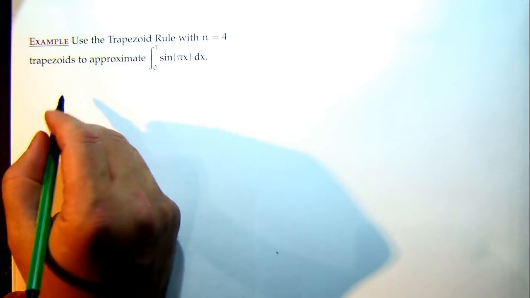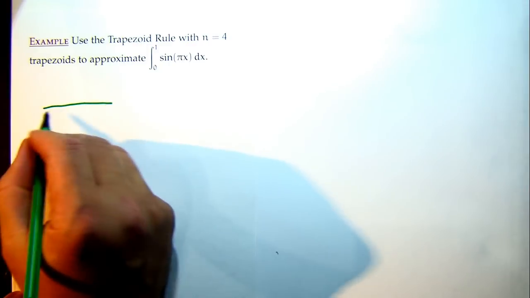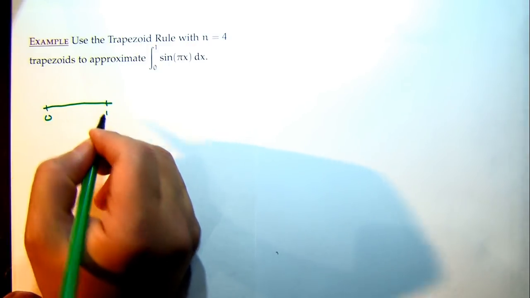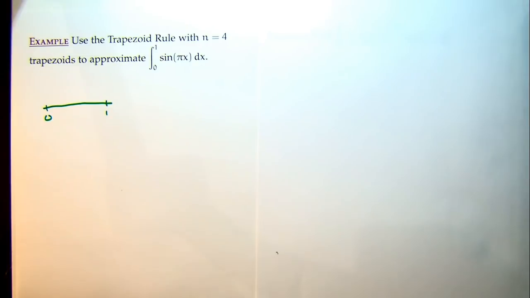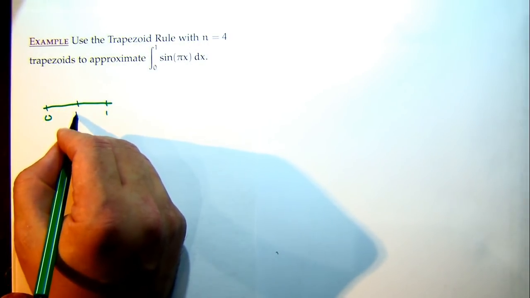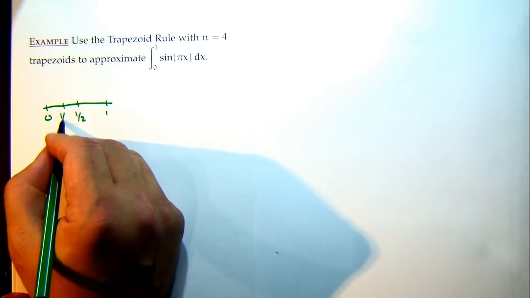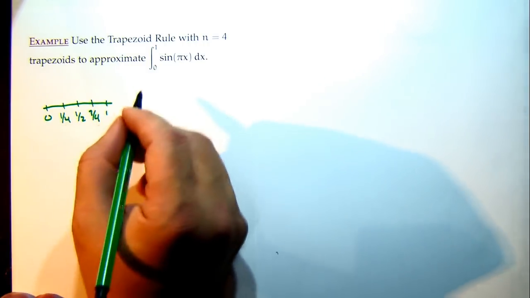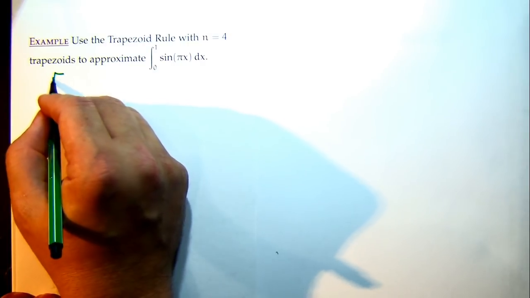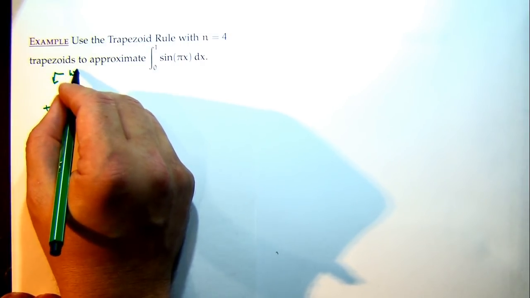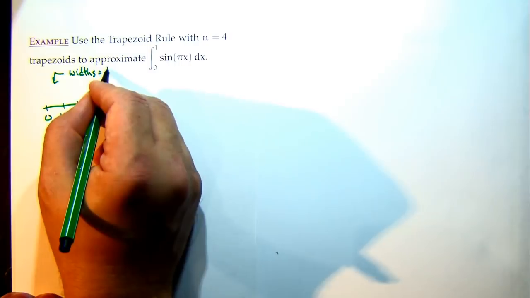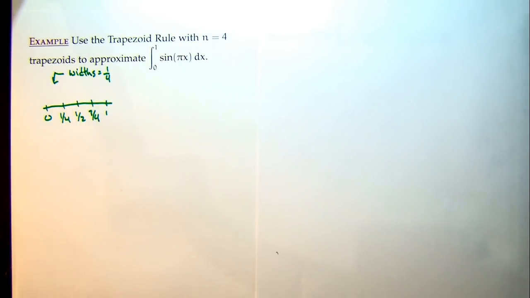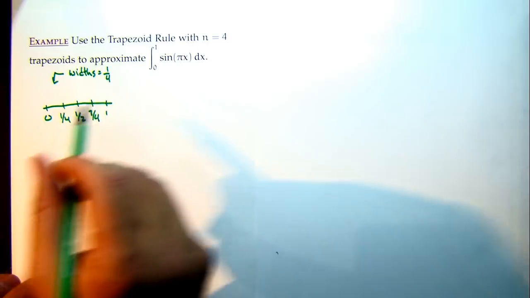So n equals 4 says I'm coming here from 0 to 1, and I want to split it up into 4 pieces. Well, that's not too bad, because you can split it into fourths. So 1/4, 1/2, 3/4. And notice the widths are all the same. So all the widths are equal to 1/4, because I'm going from 0 to 1. Now, what do I need to know? Well, I need to know what happens at these points.